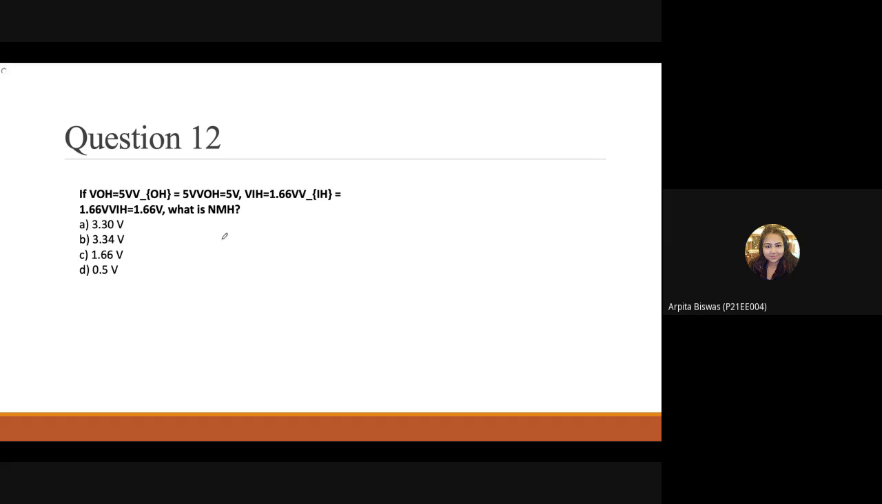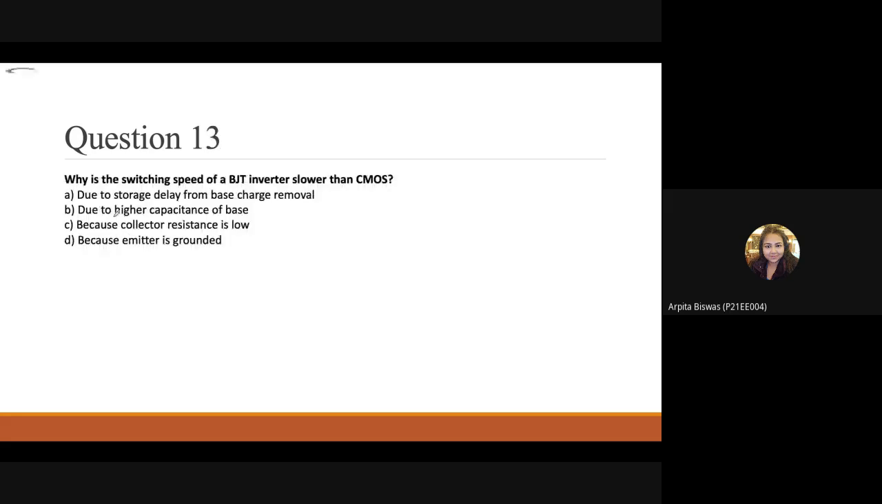The VOH value is given as 5 volt and the VIH is given as 1.66 volt. Okay, just leave the question. I think it is not clear.